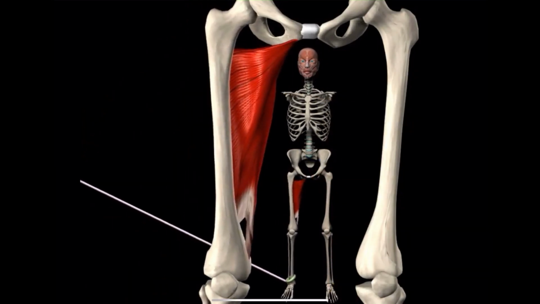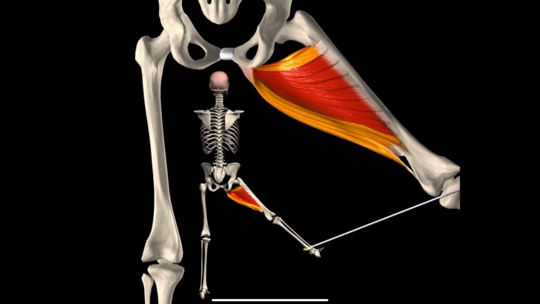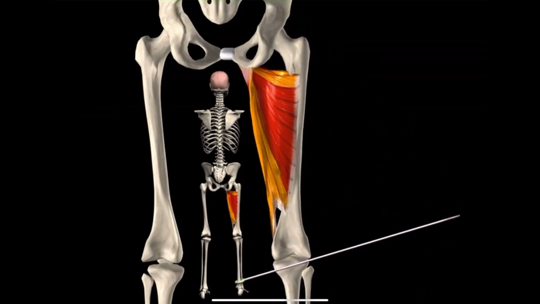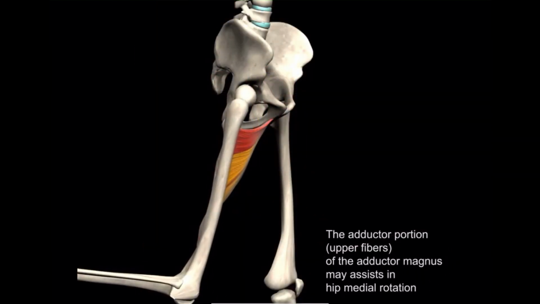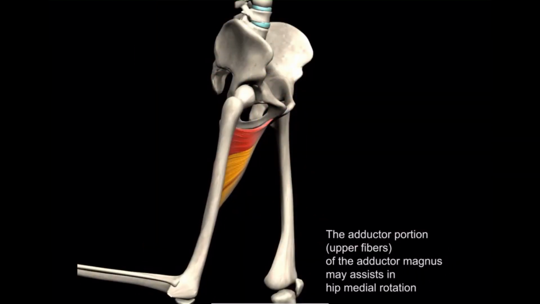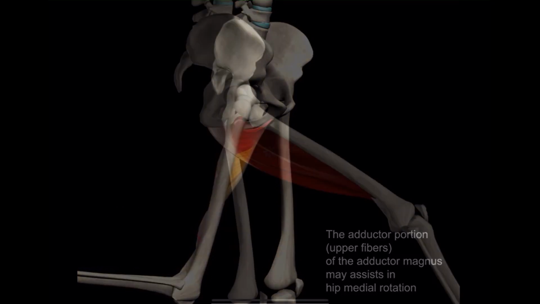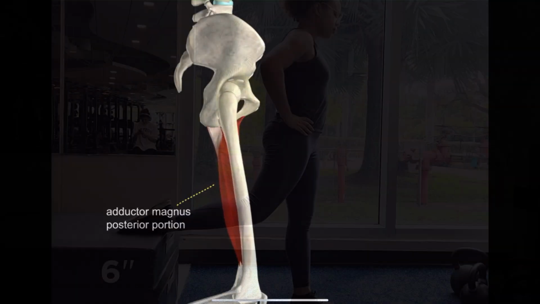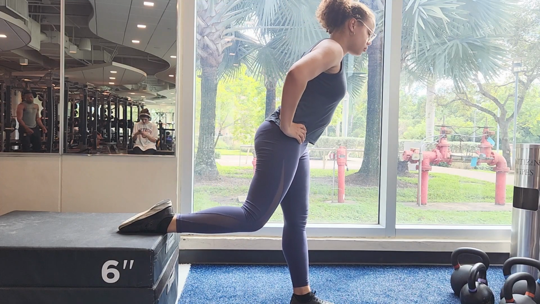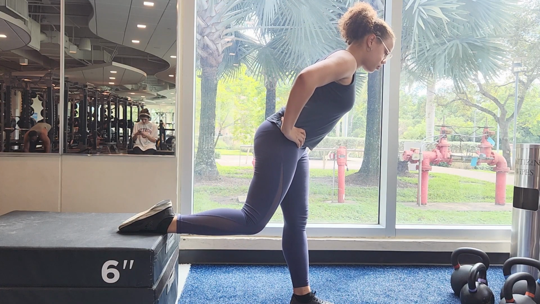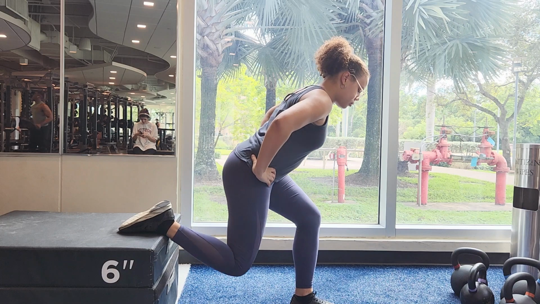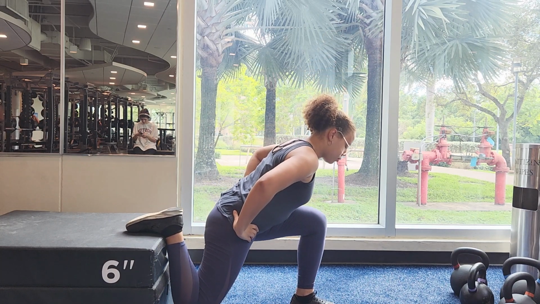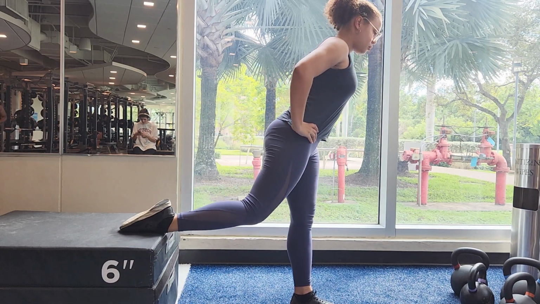The Adductor Magnus contributes to 3 movements: hip abduction, internal rotation from the superior hamstring portion, and hip extension from the posterior fibers. In a Bulgarian split squat exercise, the Adductor Magnus not only assists in hip extension with its posterior fibers, but also helps stabilize the hip.